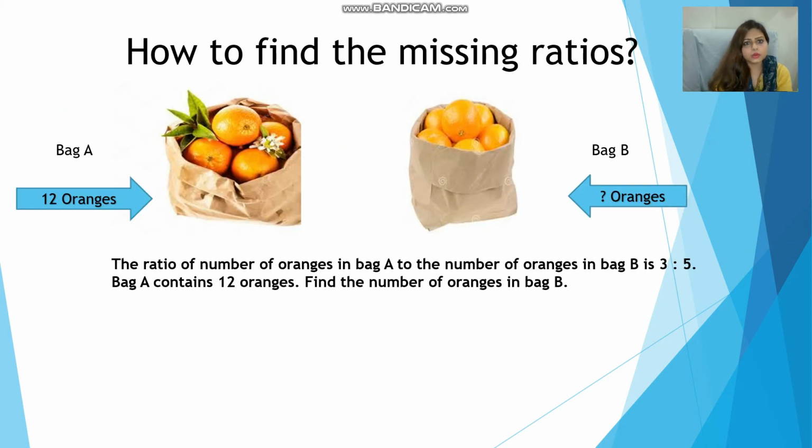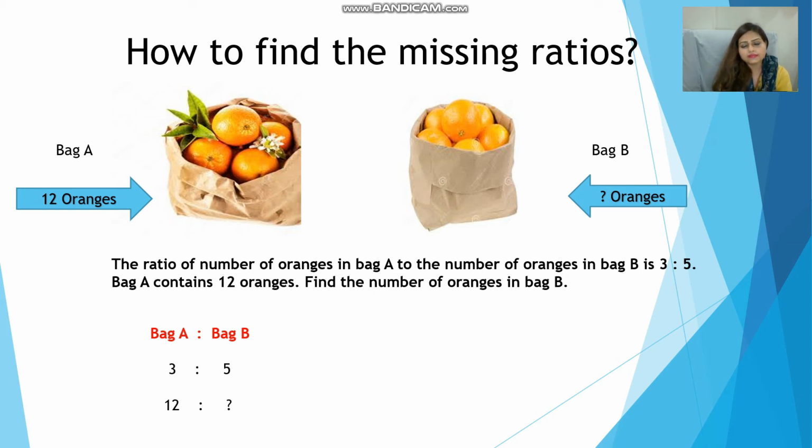Alright, now we are going to learn how to find the missing ratios with the help of a very interesting example. Here in the example we have two bags, bag A and bag B. Let's read the example. The ratio of the number of oranges in bag A to the number of oranges in bag B is 3 to 5. Bag A contains 12 oranges. Find the number of oranges in bag B.